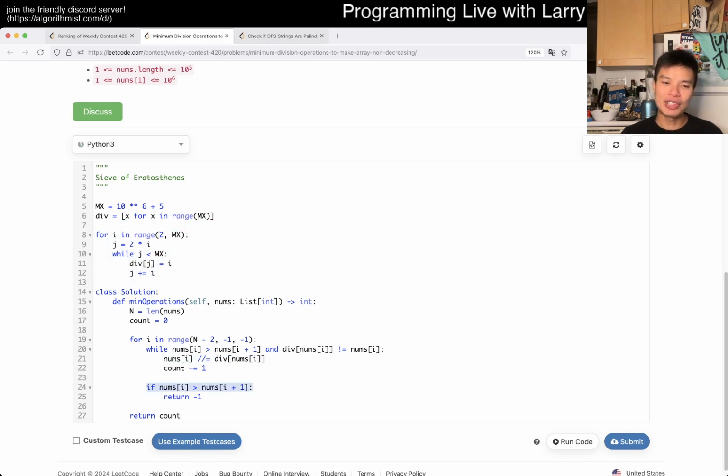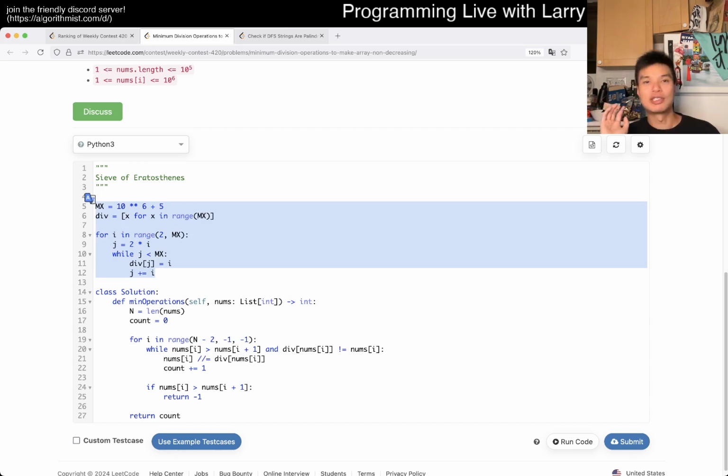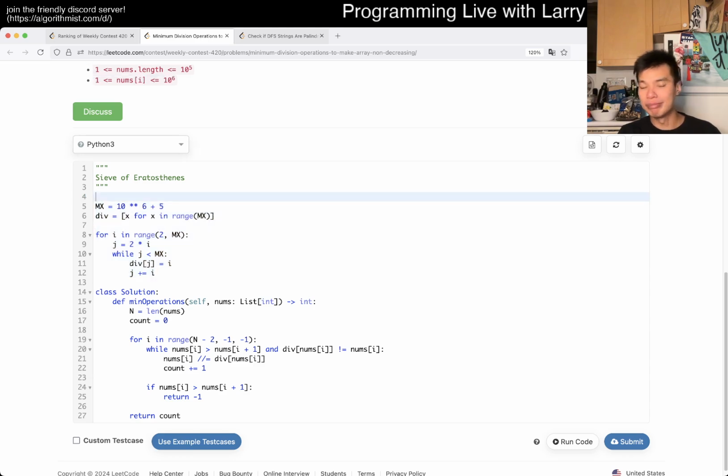If after doing all this, this is still greater than it, which means that it's prime, then we return -1 because it's just not possible. Otherwise, you go to the next index and do it again. What is the complexity here? It's a little bit tricky. This is actually m x, where let's just say m is the max number, which is 10 to the 6. It's going to be m log m.